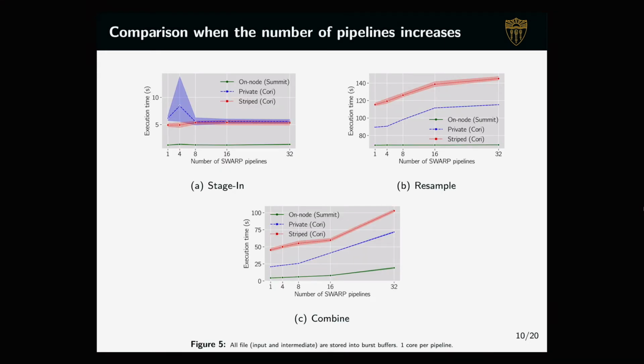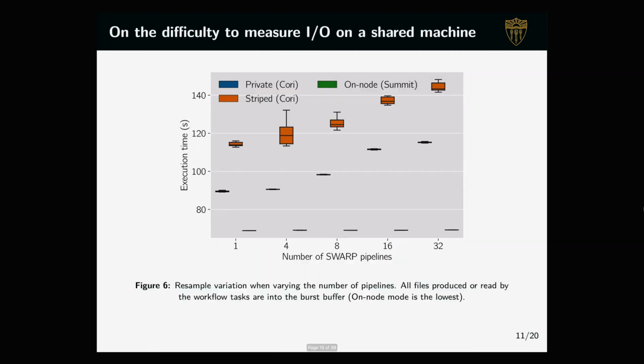The second result is a comparison when we increase the number of pipelines. The goal of this experiment is to study if we have some contention when we execute many pipelines in parallel. And we do have some contention, as you can see in the resample and combine cases. We can see that when we increase the number of pipelines for the Cori case, so private and stripe, we can see some contention.